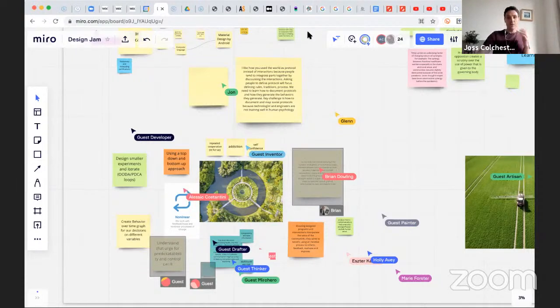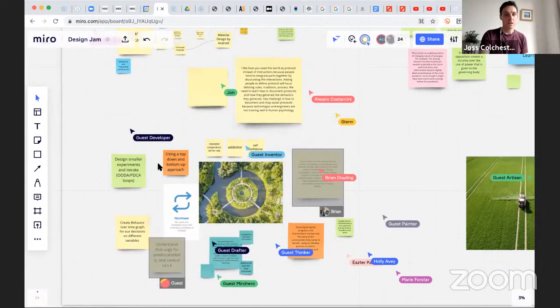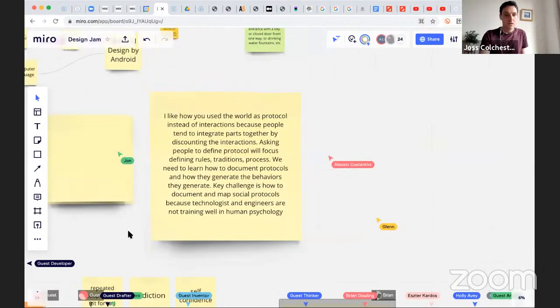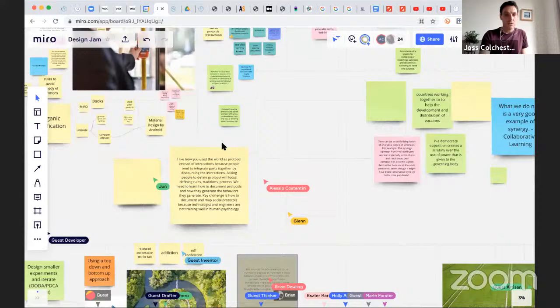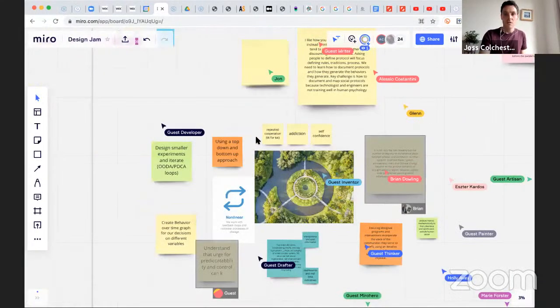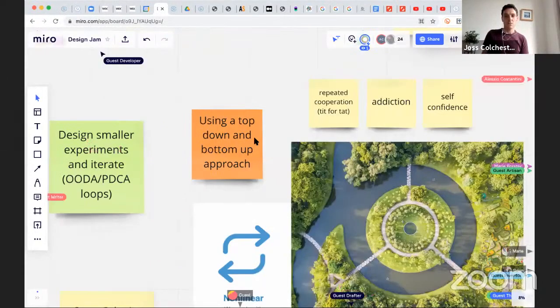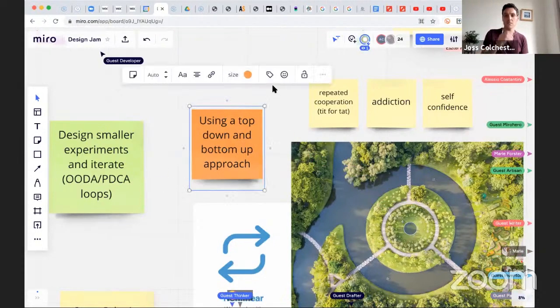Okay, we've just got 5 minutes left, so I'm going to jump in and take a look at some of these. Using a top-down and bottom-up approach. Anyone? We talked about this before in other sessions. Anybody want to talk on this?